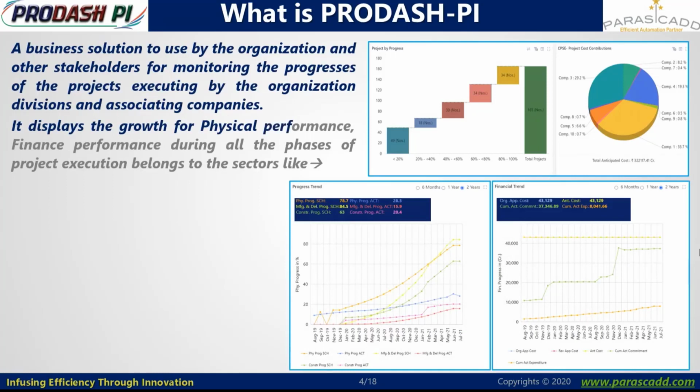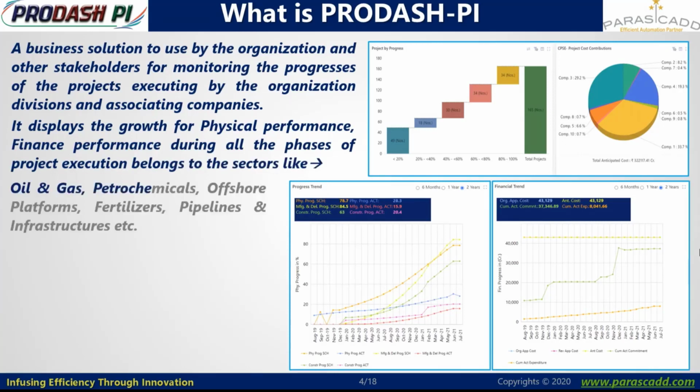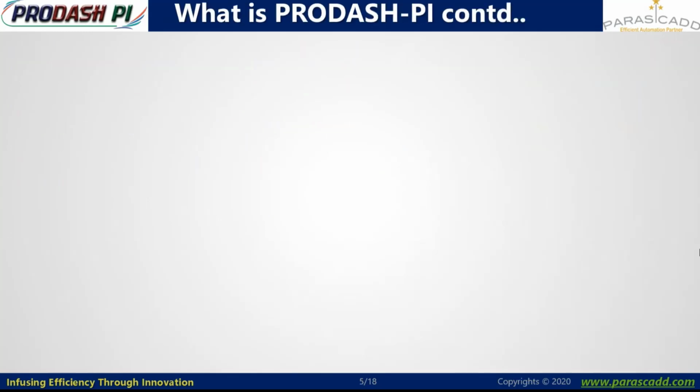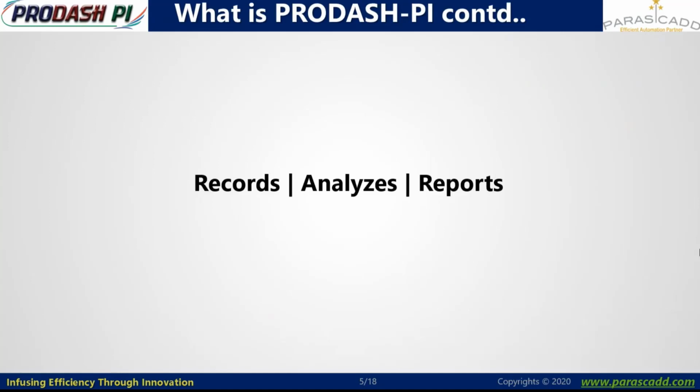It displays the growth for physical performance and financial performance during all the phases of project execution belonging to sectors like oil and gas, petrochemicals, offshore platforms, fertilizers, pipelines, infrastructures, and so on. Basically, it records the total ongoing progress of the projects handled by the organizations and their associating companies.